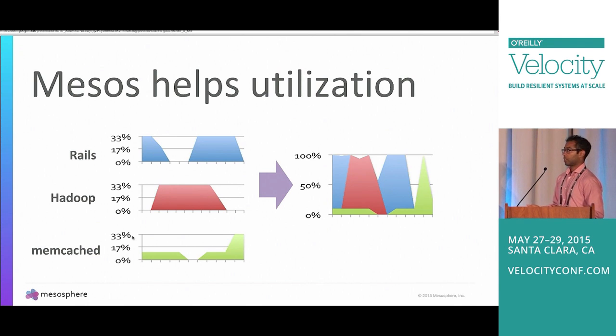So we actually have a customer who is up to 99% utilization. Admittedly, they run a very special type of workload, but we typically see that people go from 10 to 20% up to 30% using Mesos, and then you can go even higher if you optimize things correctly.